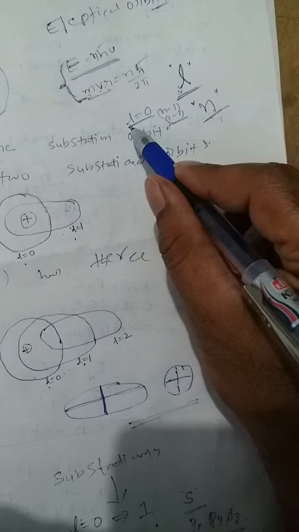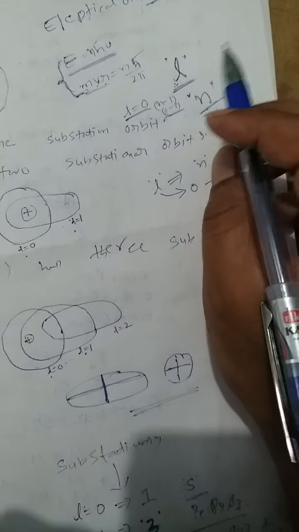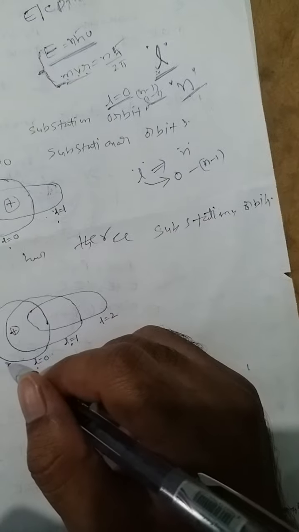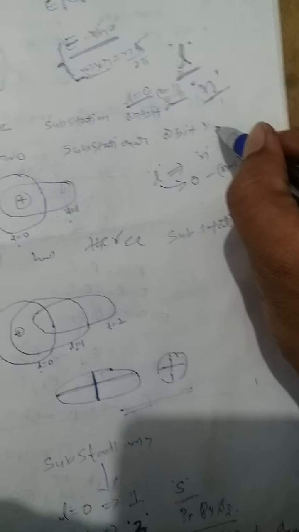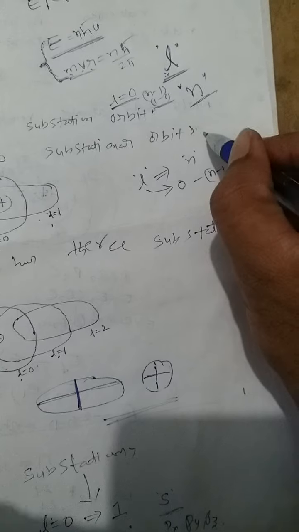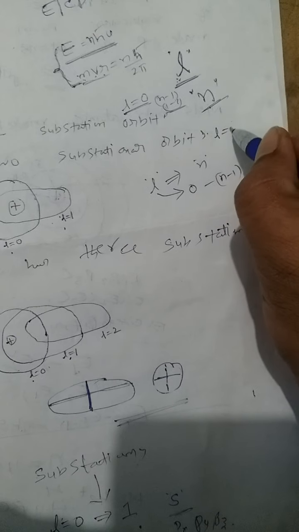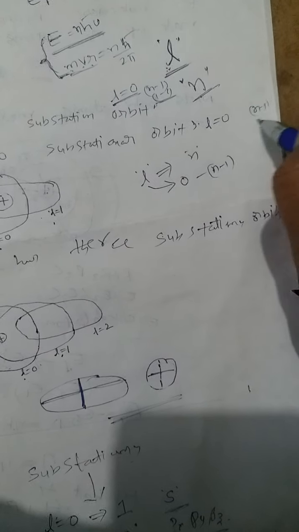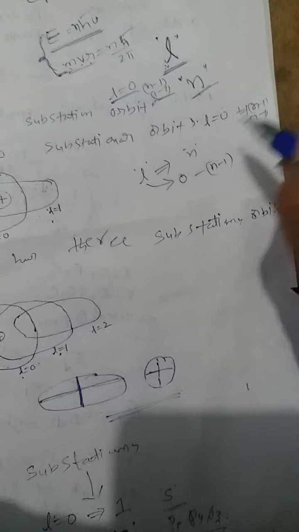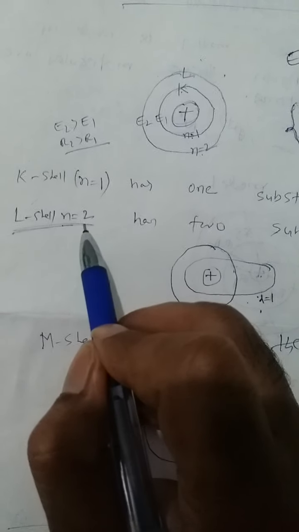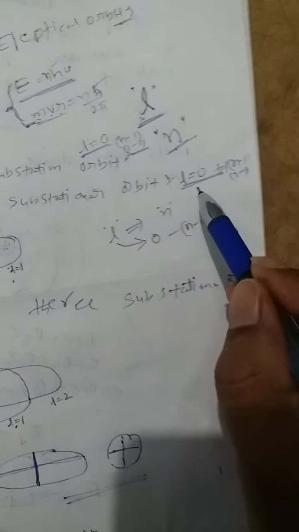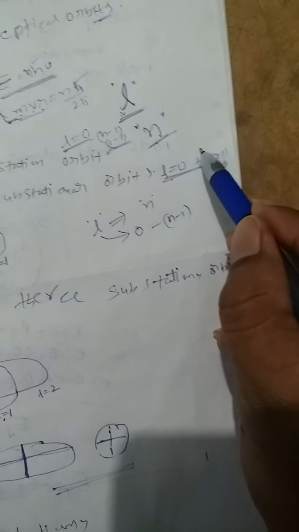that is the L equal to 0 substationary orbit. And n equal to 2 has two substationary states, so it has two L values. The L value starts with 0 and ends with n minus 1, that is 2 minus 1, L equal to 1. So the L values for n equal to 2 are L equal to 0 and L equal to 1.